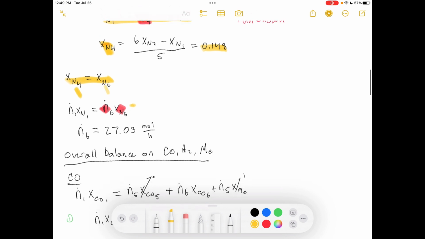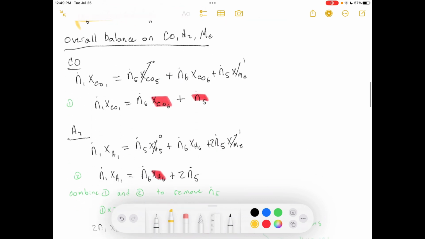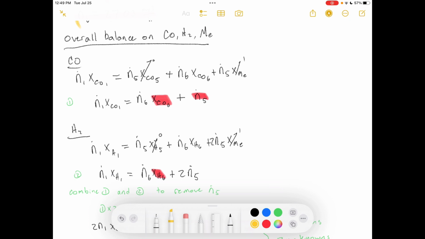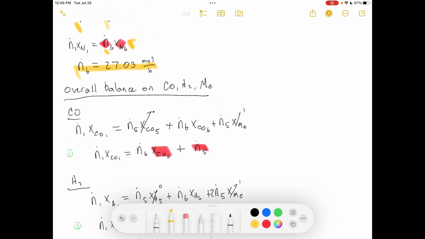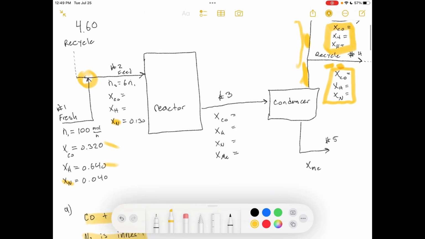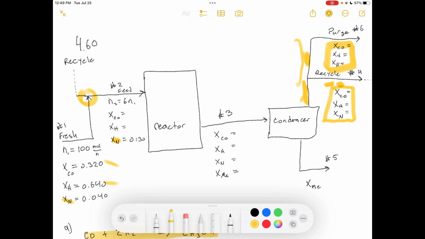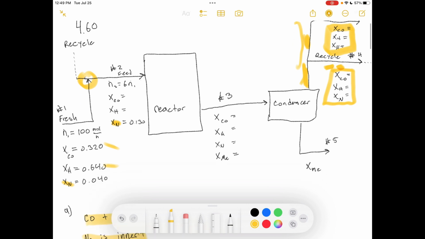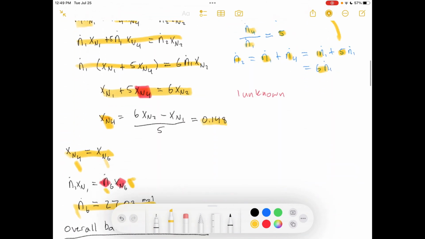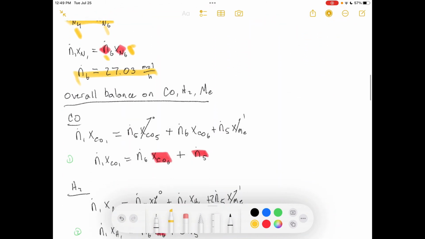If N4 equals N6, then we have one of the unknowns there, so now we can calculate what N6 is. Boom, N6. Got another unknown there. Okay, so now I'm thinking, we have a lot more information since we know all the nitrogen stuff. It's going to help us know what the total flow rates of all these different streams are. If we know the total flow rates, then we might have enough information to solve for carbon monoxide and hydrogen now. So let's do our carbon monoxide, hydrogen, and methane balances.